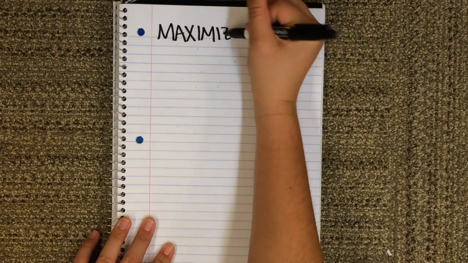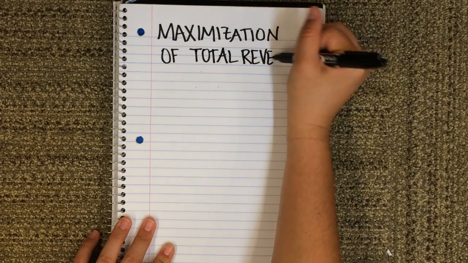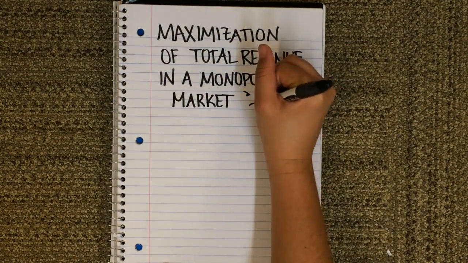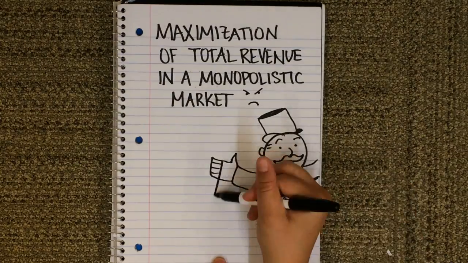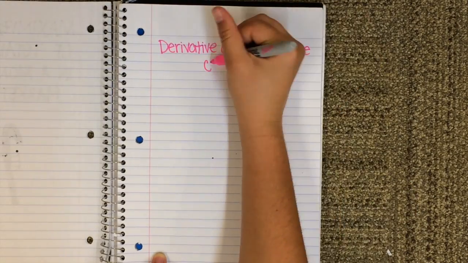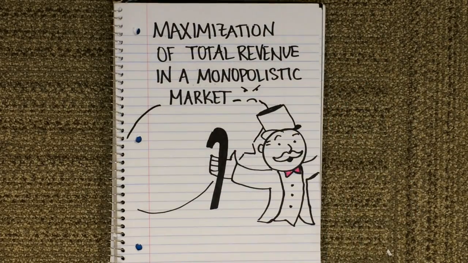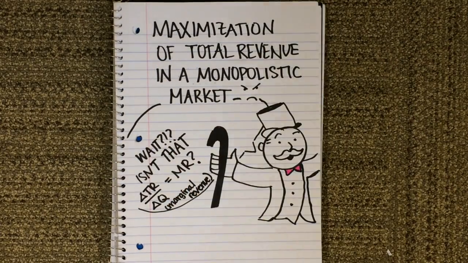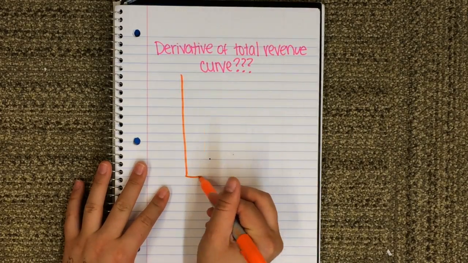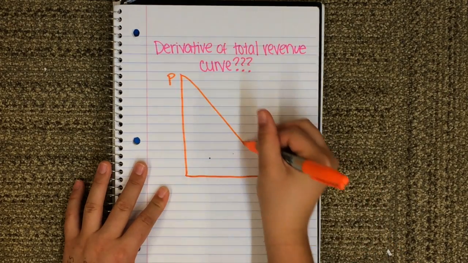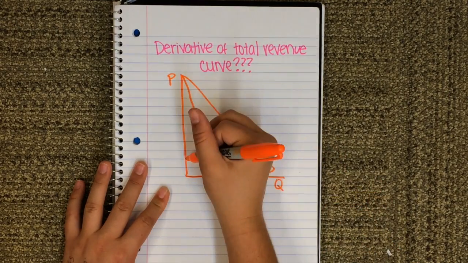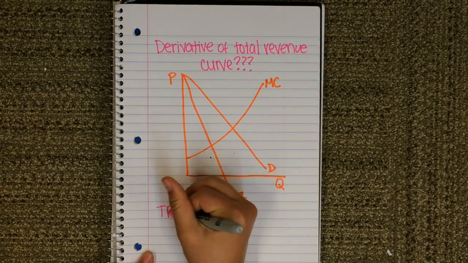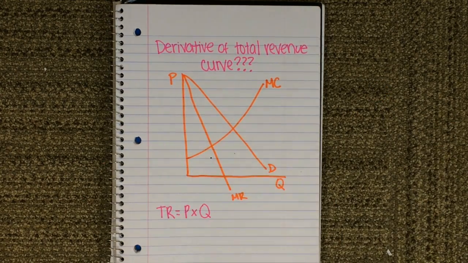You check back in on your macro class, and you see the words maximization of total revenue in a monopolistic market on the board, and that looks hard, so you zone out and start thinking about the derivative of the total revenue curve. But wait, isn't that just how each additional unit of product sold affects your revenue? That sounds kind of like marginal revenue, doesn't it? You think that's pretty cool and that you may be onto something, so you start playing around with some different equations you remember. You know what the quantity versus price graph for monopoly looks like, and you remember that total revenue is just price times quantity.